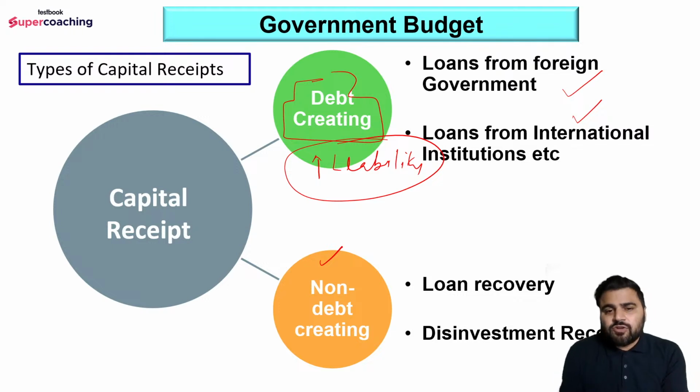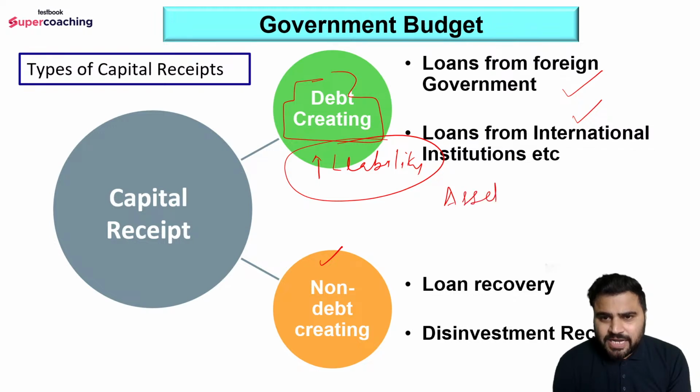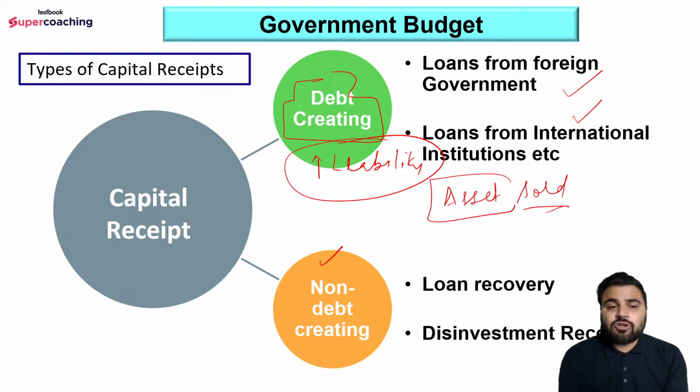Another is non-debt creating capital receipts. So what is the meaning of non-debt creating capital receipts? So for example, if government has sold any asset, the example that we have taken, when government has sold any asset, then in that case that would be the part of capital receipt. Why? Because asset is reducing here and government is receiving money against it, right?